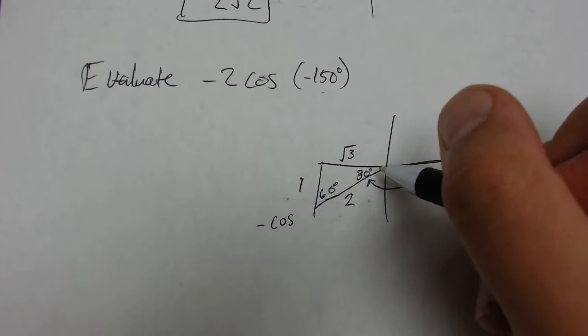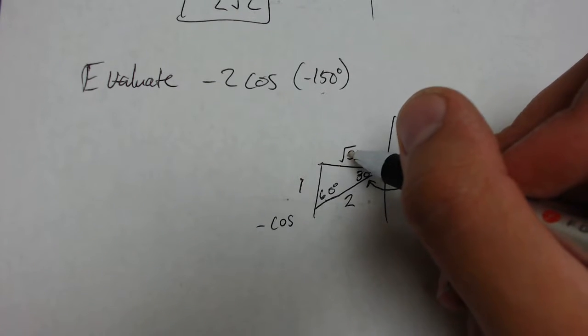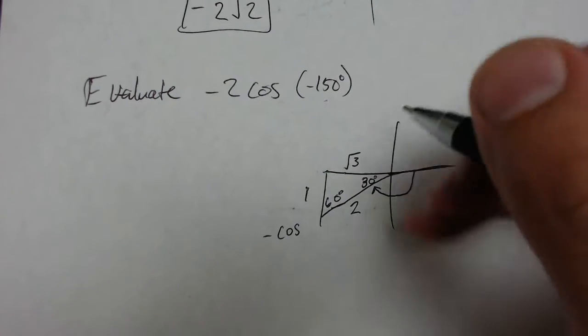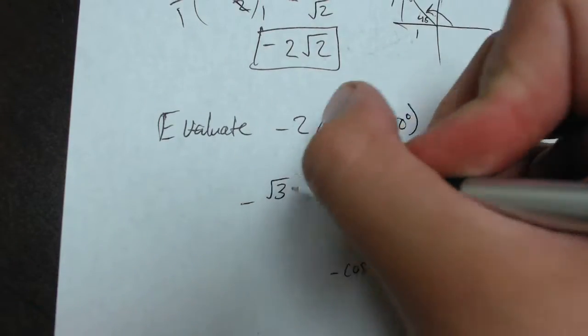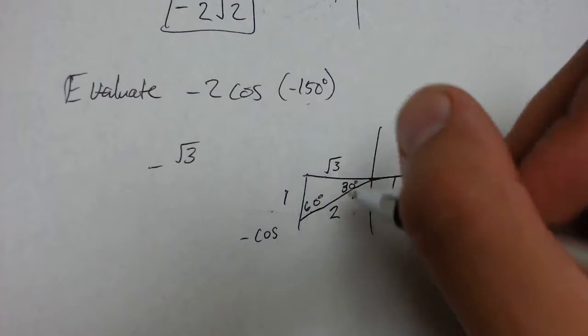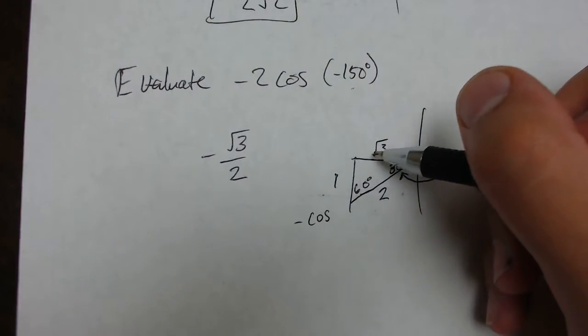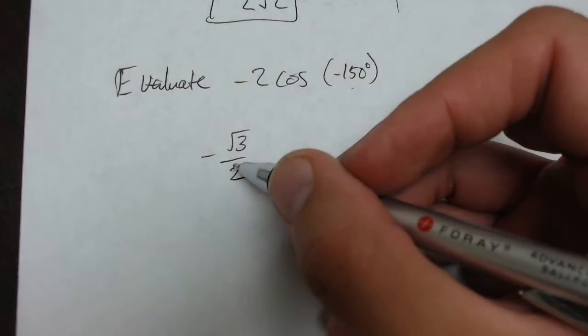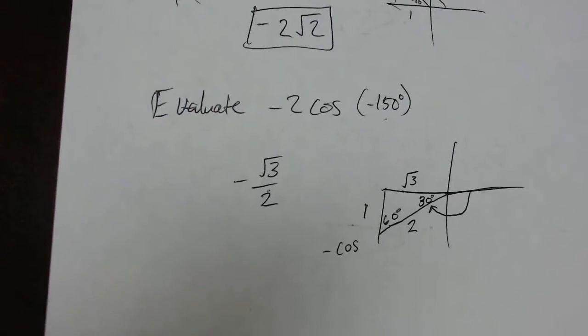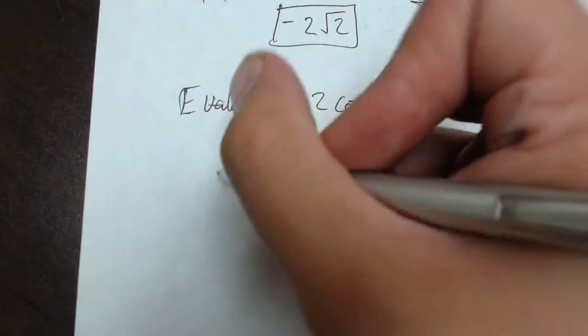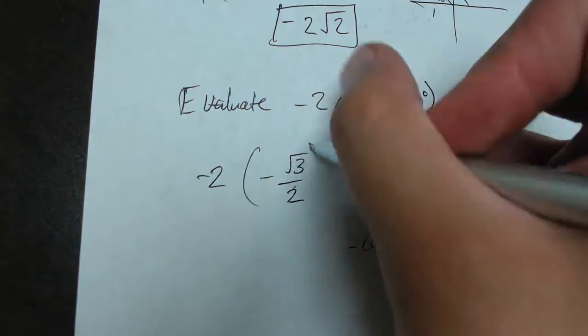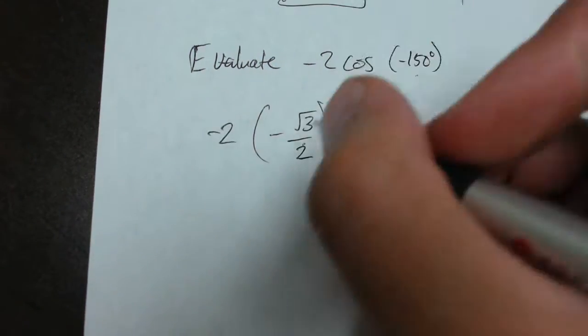So when I take the cosine of 30 degrees, I take the adjacent, which is root 3, put it over the hypotenuse, which is 2. So I get root 3 over 2. It's going to be negative because it's in the third quadrant. And then what we have is negative 2 times negative root 3 over 2.